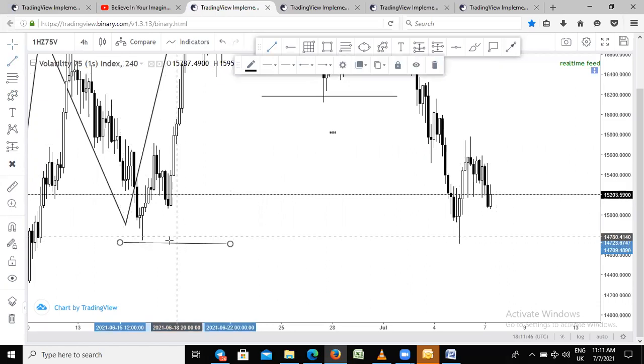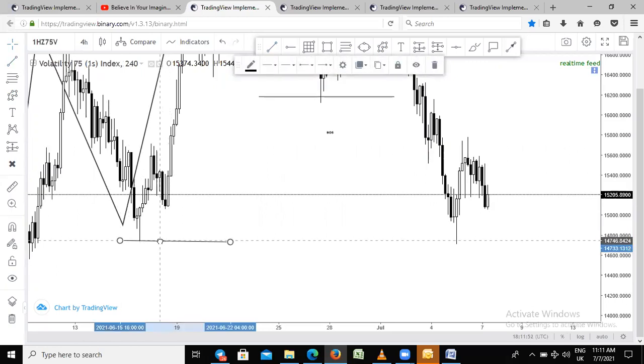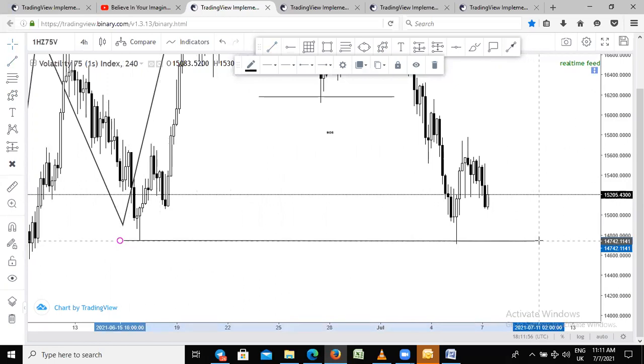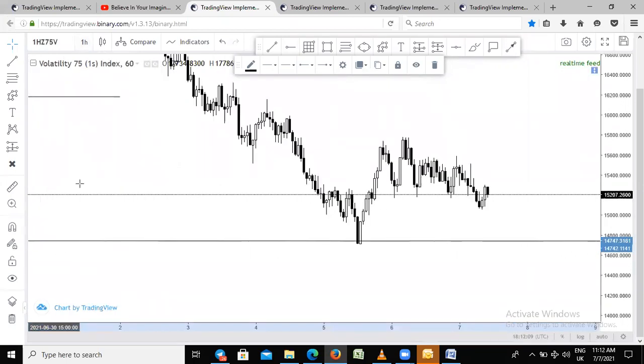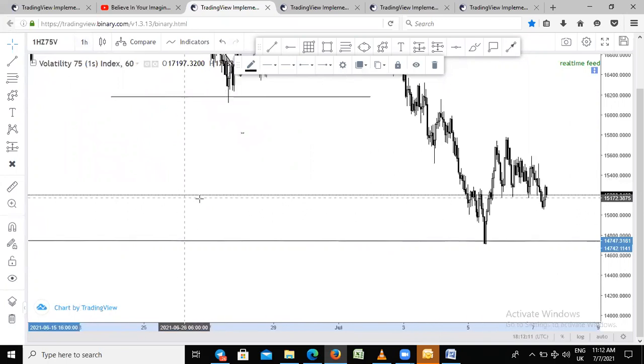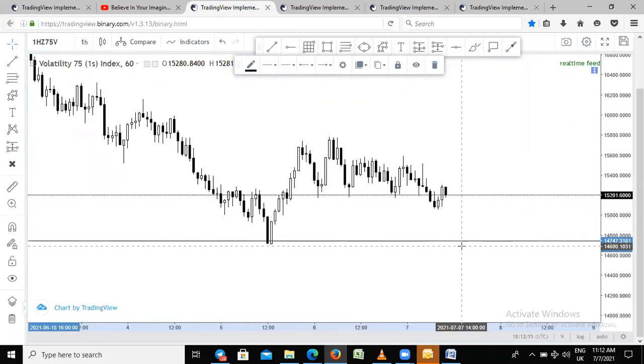Let me draw it very well. Let it meet here. If you check the 1 hour time frame, you see how the liquidity was swept. So liquidity was taken out. Let's go to the 1 hour time frame to see how it looks. So look at this, family.